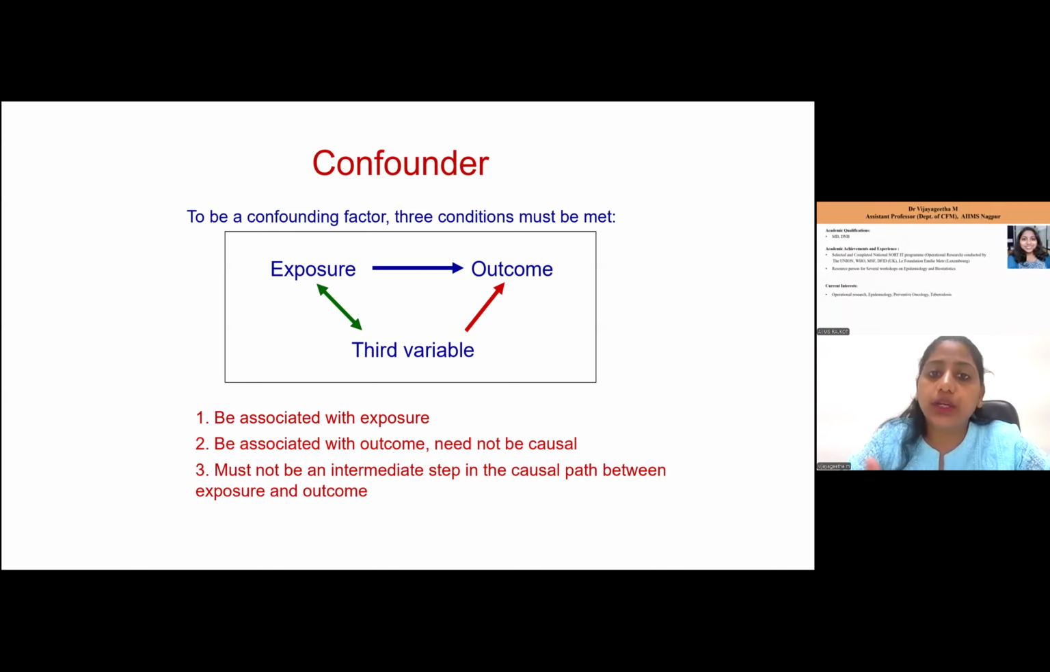But to be a confounder, it needs to be associated with the outcome. It can independently produce an effect on the outcome. And it must not be an intermediate step in the causal path between exposure and outcome. Okay, let's say there is a molecular change that happens, or a physiological change that happens before there is an effect. Then that becomes an intermediate variable. We'll see it with some examples.